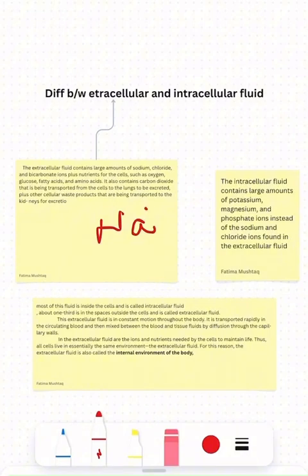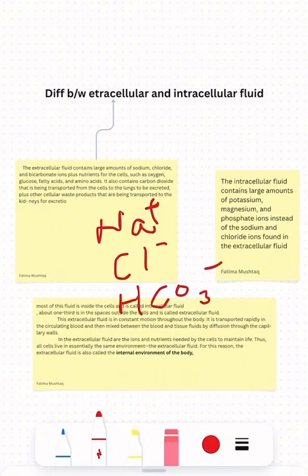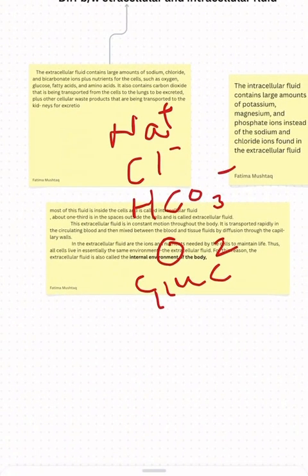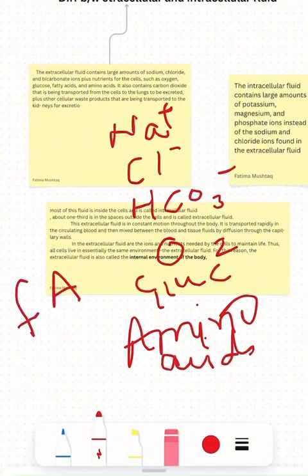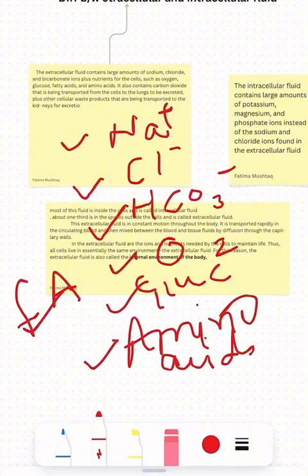Sodium, chloride, bicarbonates, oxygen, glucose, amino acids, and fatty acids. So extracellular fluid contains a large amount of sodium chloride, bicarbonate, plus nutrients for the cell such as oxygen, glucose, amino acids and fatty acids.